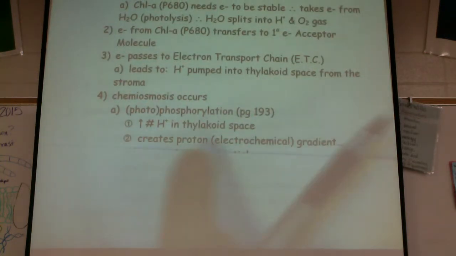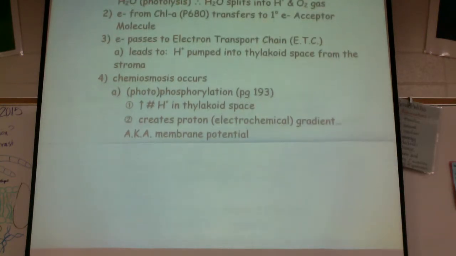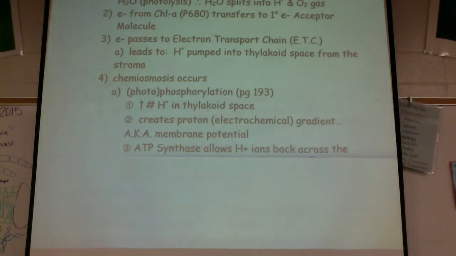It then creates a proton gradient, which is also known as an electrochemical gradient, also known as membrane potential, because you're getting that membrane to have the potential to do work. In this case, chemical work, okay? And the chemical work that needs to be done is ATP synthesis.